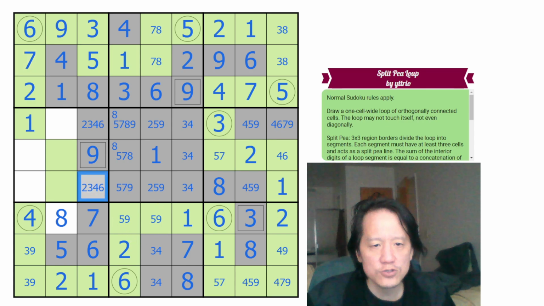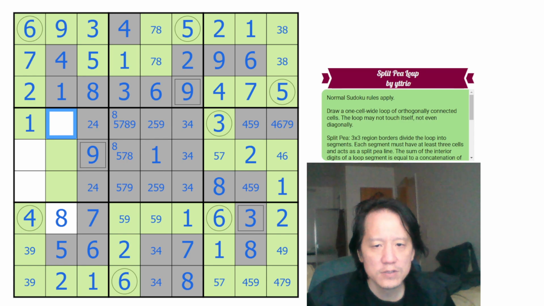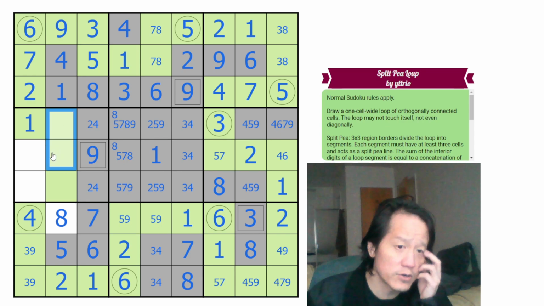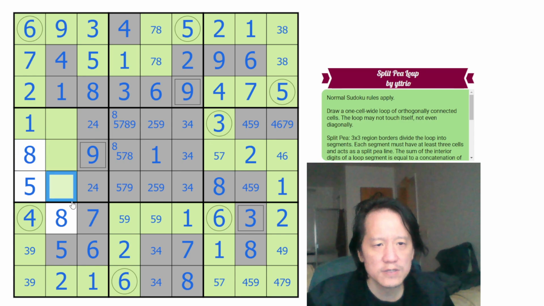This has to be 2 and 4. So this sees 6, so it cannot go down here, so it must go to here. So these two are in between. This is, what, 5 and 8? Yeah, 5 and 8, and it cannot be 8 here, so this must be 5, which makes this 8.